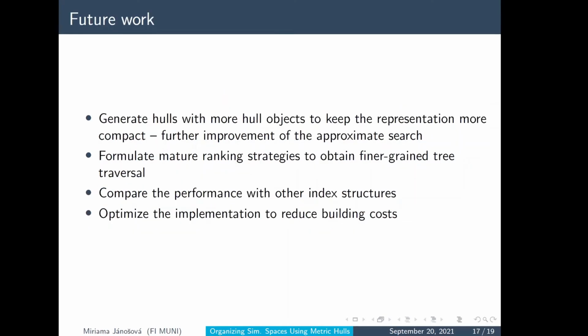In future work, we would focus on generating halves with more HAL objects in order to keep the representation even tighter, which may lead to further improvement of the approximate search. Furthermore, we would formulate other major ranking strategies to obtain a finer-grained tree traversal. Next, we would perform some more experiments to compare the MH3 with other well-known index structures. And lastly, we would optimize the code to reduce the building costs.